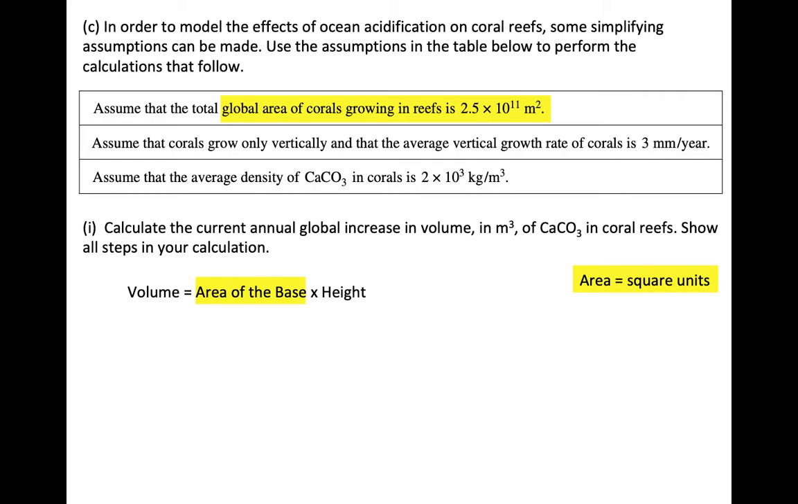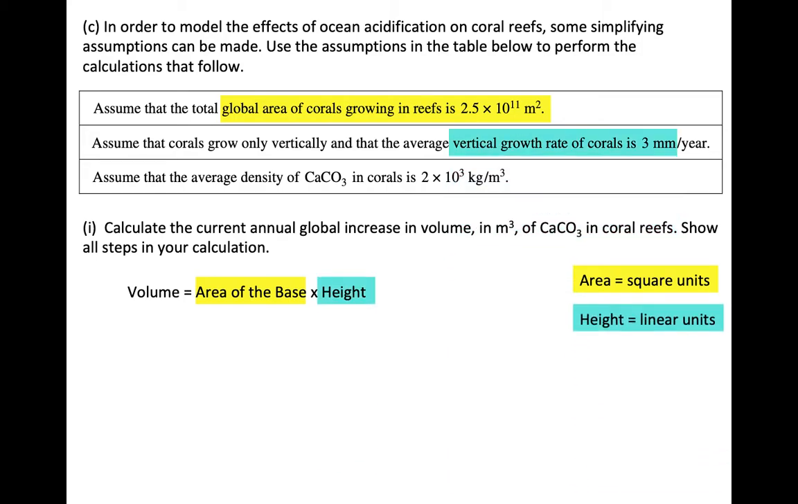So when you're trying to find volume, we want to first start off with square units, right? And that first part of the table, assume that the total global area of corals growing in reefs is 2.5 times 10 to the 11th meters squared. So this not only has the word area, but it also has that square units, meters squared. And so when we're looking for volume, that is going to be our base. Next, we want to multiply by the height.